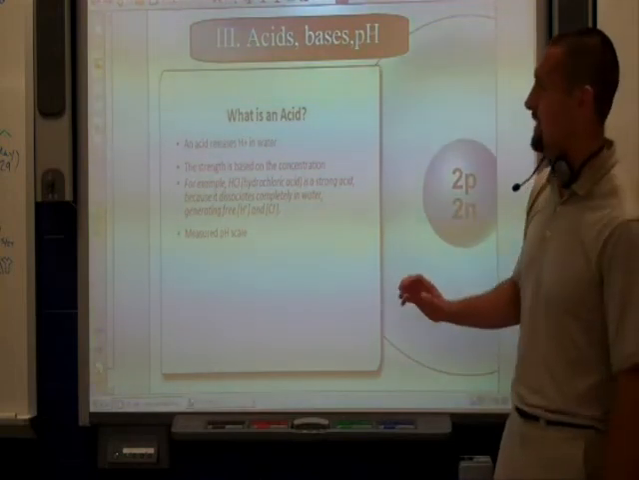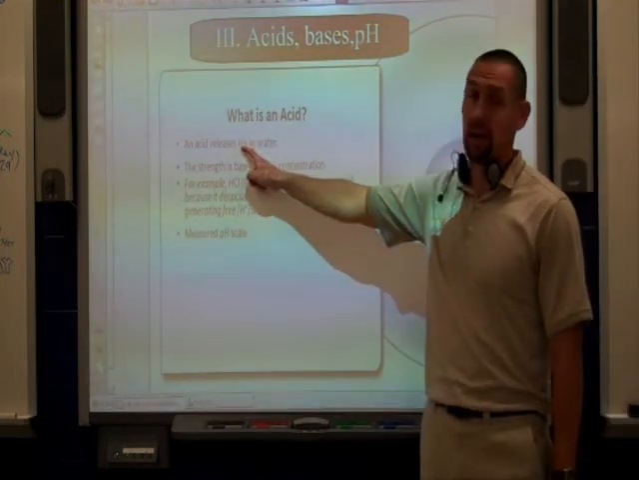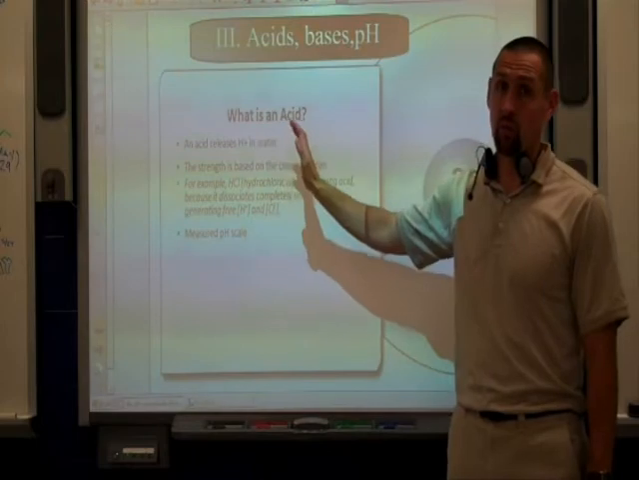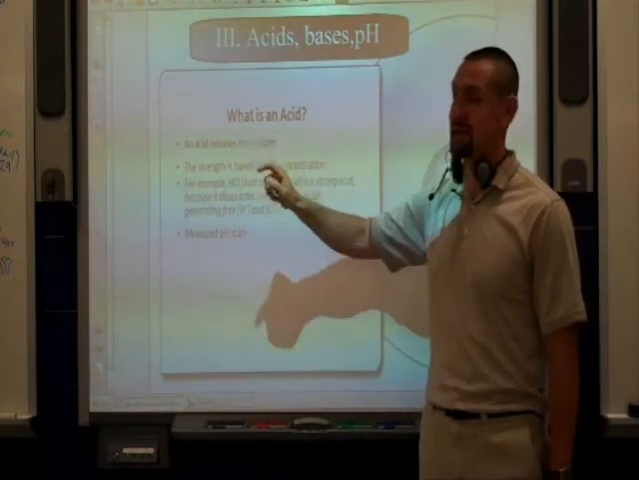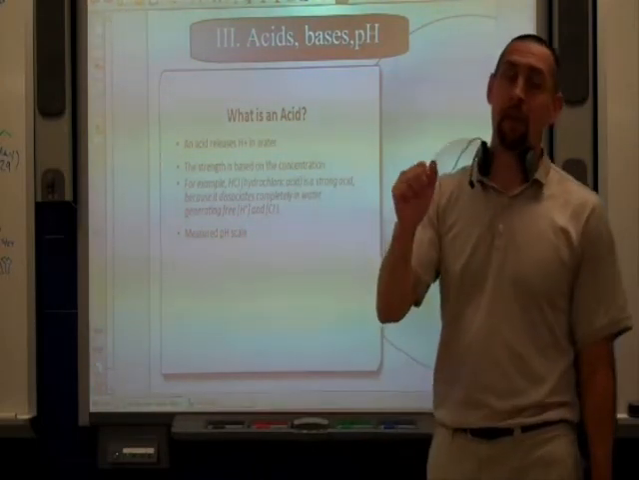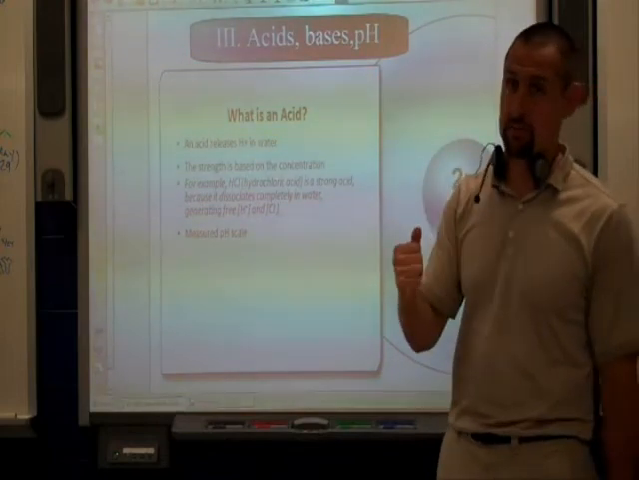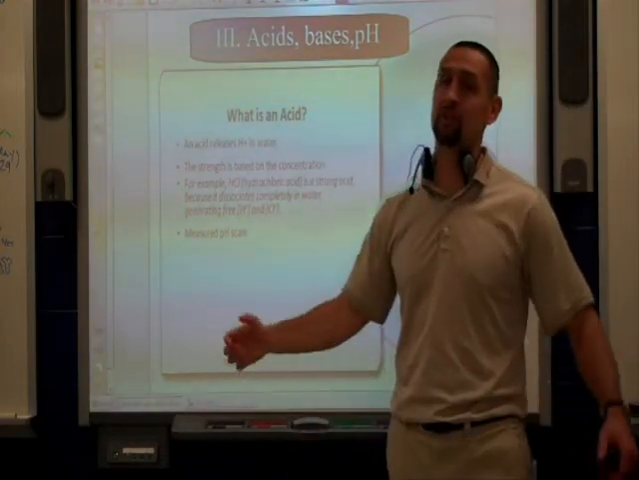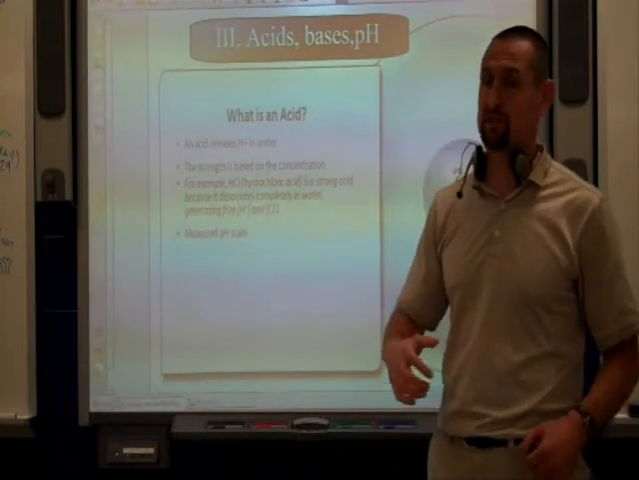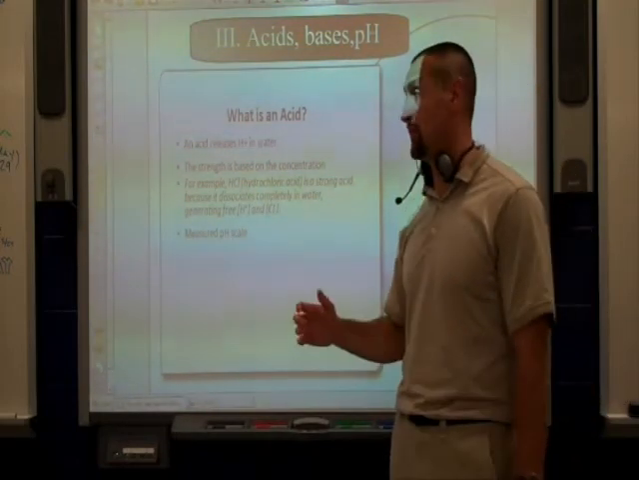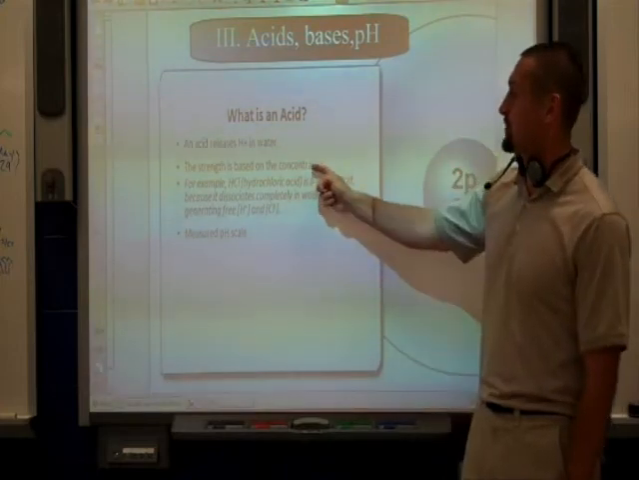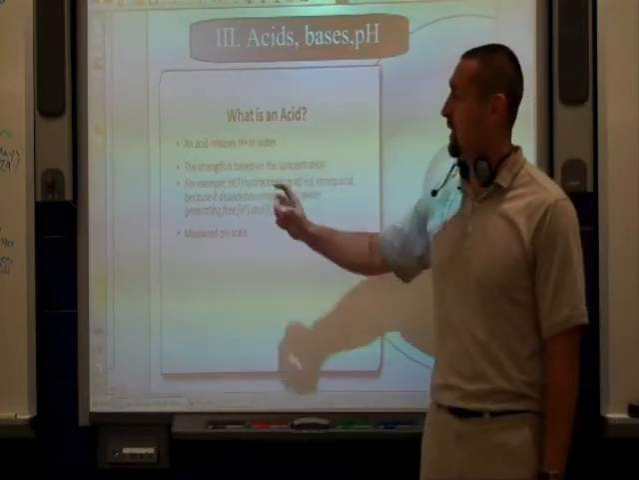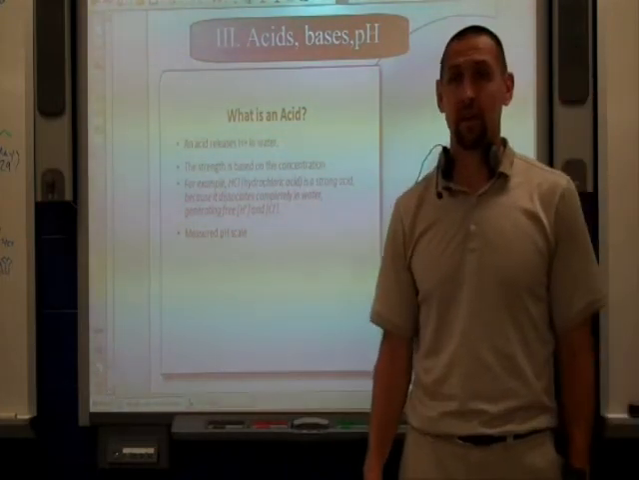An acid is anything that releases hydrogen ions in water. So notice this is an ion because it has a positive charge. That means it needs an electron for stability. So it's going to be seeking around, trying to steal electrons from whatever it can, sometimes very violently. And the strength is based on the number of hydrogen ions in that solution.